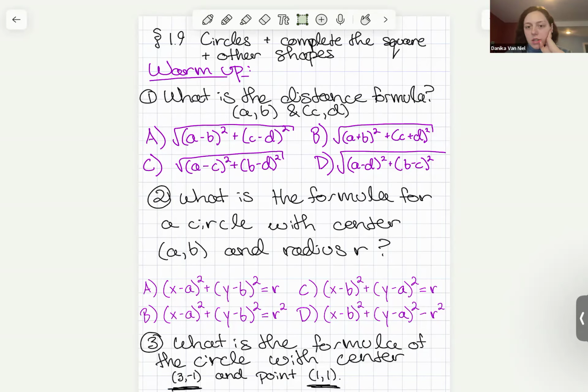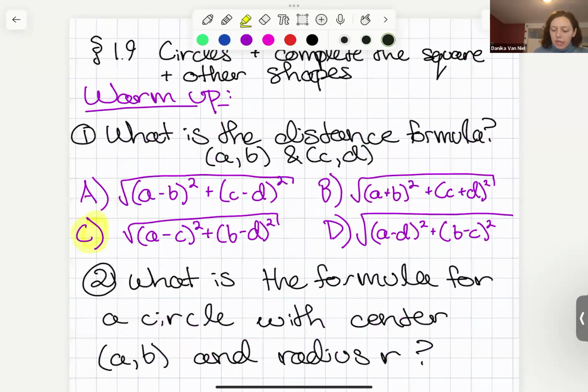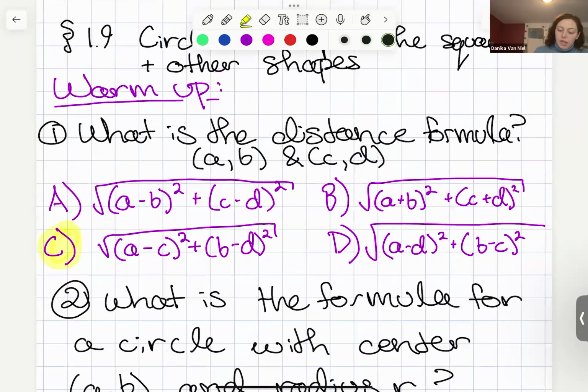So let's see. What's the distance between the points A, B, and C, D? And almost everybody got it correct. So the answer is C. There we go. The answer is C. And how do you see that?